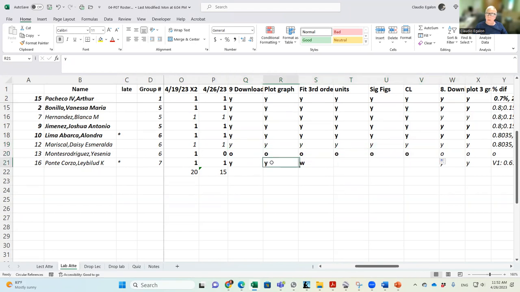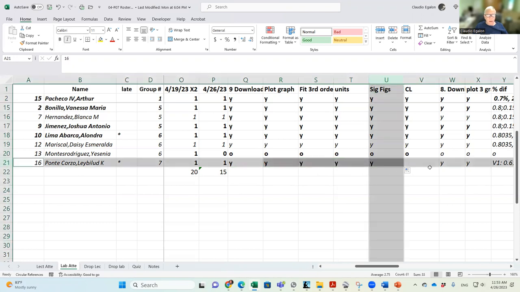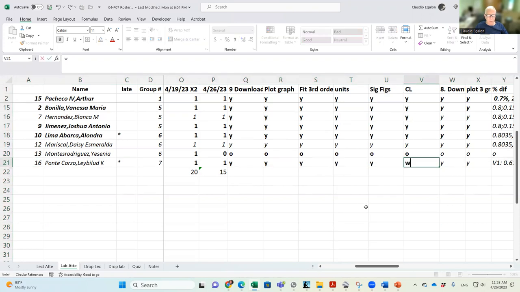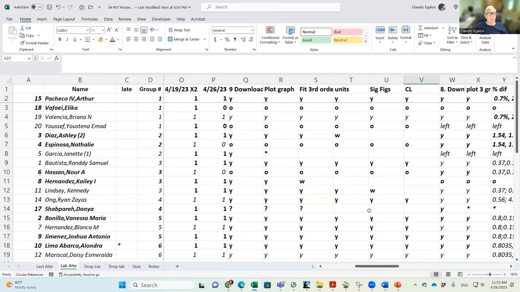What about the lady loads? I finished the sig figs, the third order, the other one also. Okay, so you finish up to the sig figs, you said? Yes. Okay, and you're working on the CL, right? Yes. Okay, thank you. Let me save that. We have 7 more minutes. Let me know if you have any questions. We're almost over here.